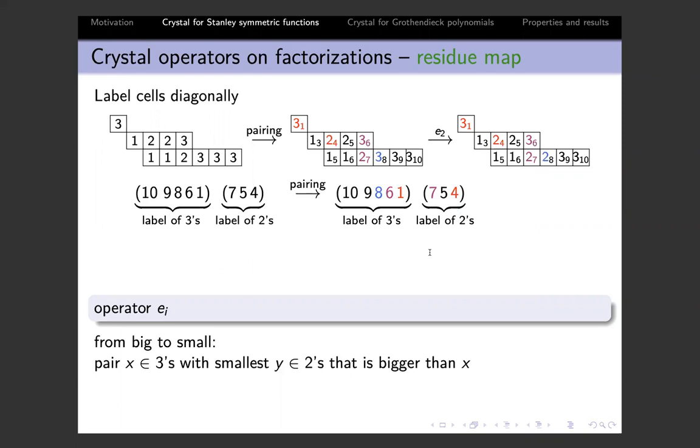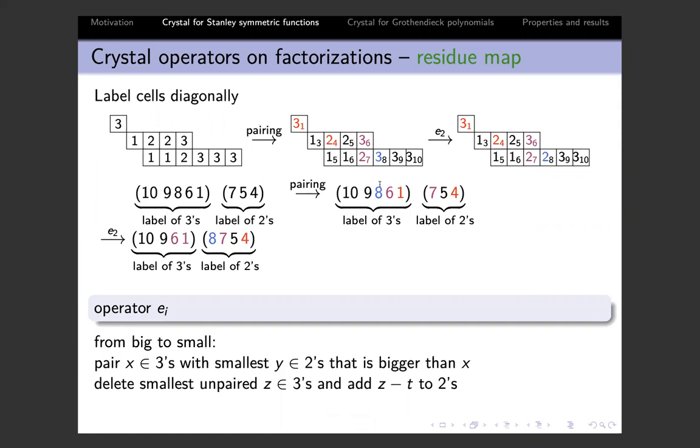Okay, and then how does the E2 operator act? Well, it basically takes the rightmost unpaired letter in the left factor, which corresponds to the threes, so in this case the 8, and it moves it to the right factor. So what you get is then the 8 has moved to the right. And that corresponds exactly to changing a 3 in our original tableau to a 2. Okay. And this works very well if the letter that you move, in this case the 8, is not obstructed by anything.